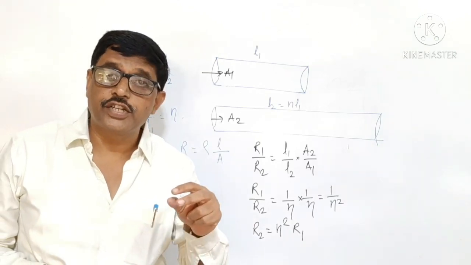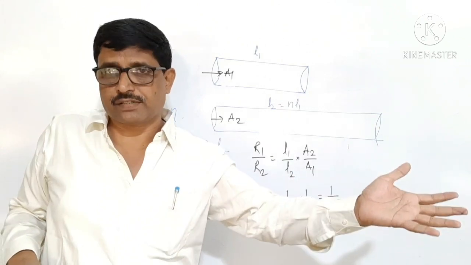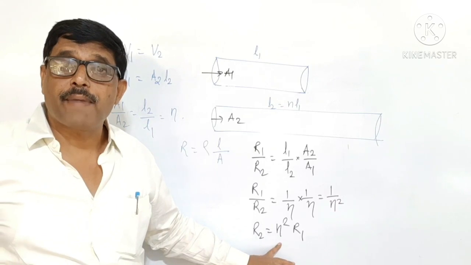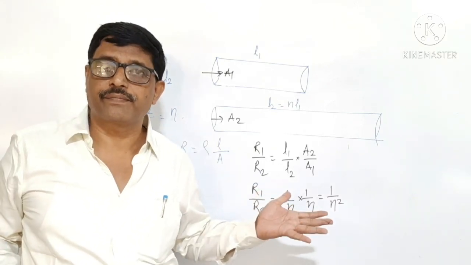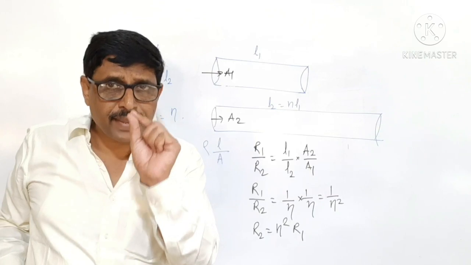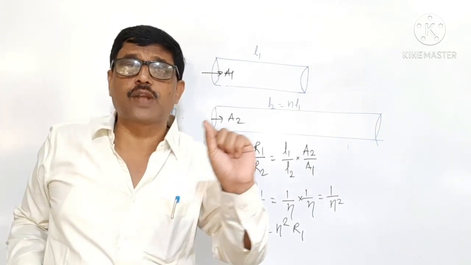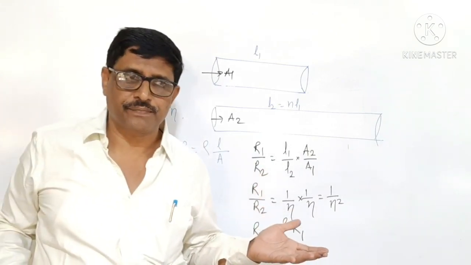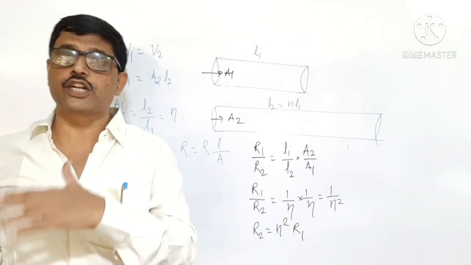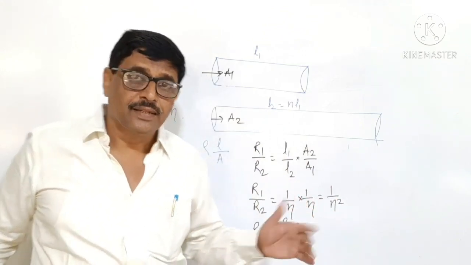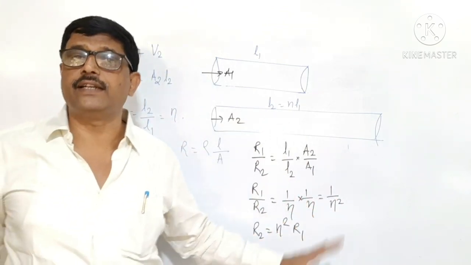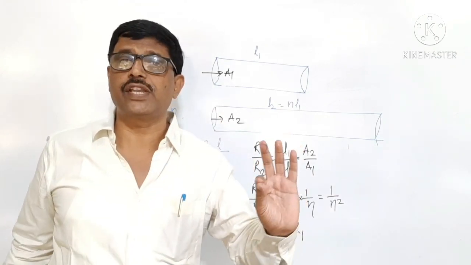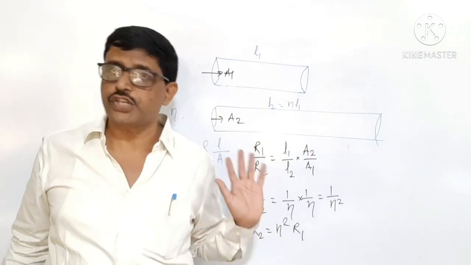If the length of the conductor is increased N times, the resistance of the conductor is increased by N square times. If you make the length of the conductor double that of the initial one, the resistance will increase 4 times. If the length of the conductor you will increase 3 times of its original length, the resistance will increase 9 times. This is how the resistance changes with change in length and cross-sectional area.